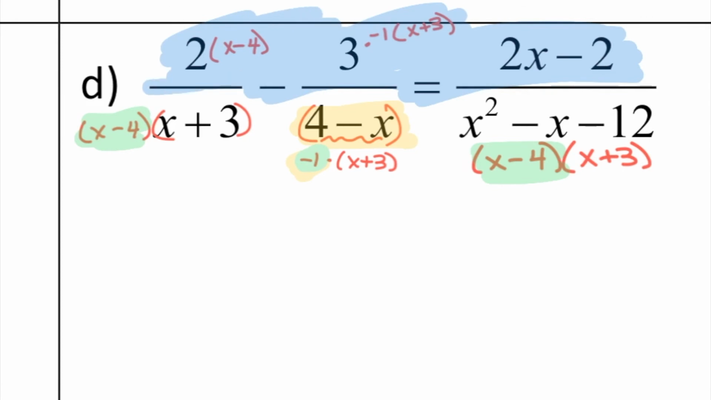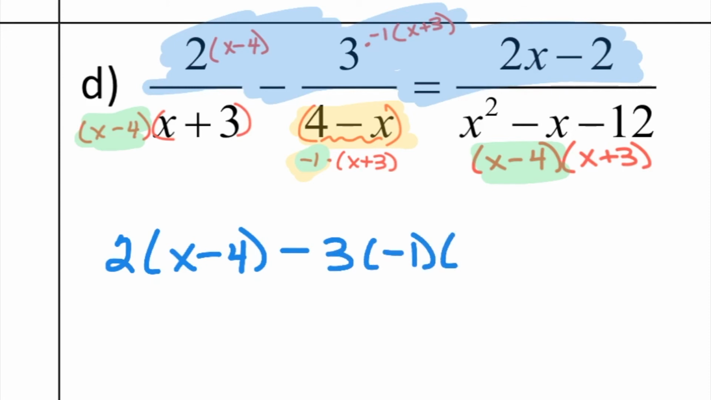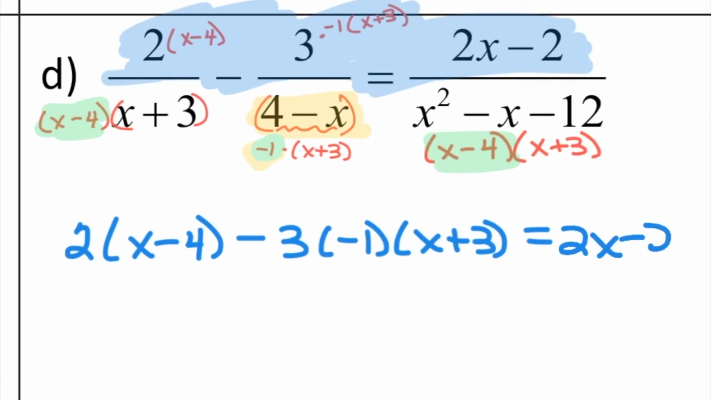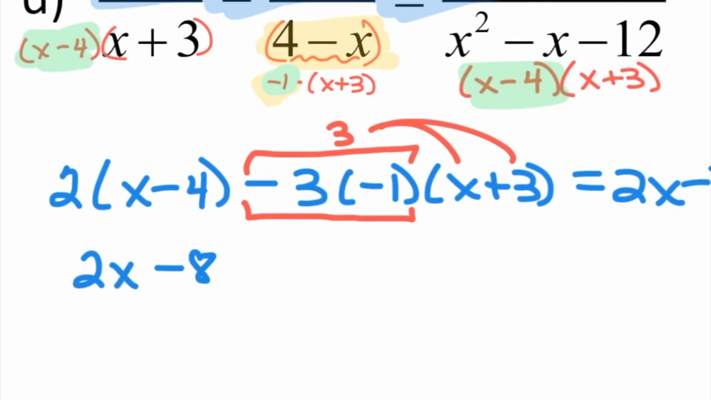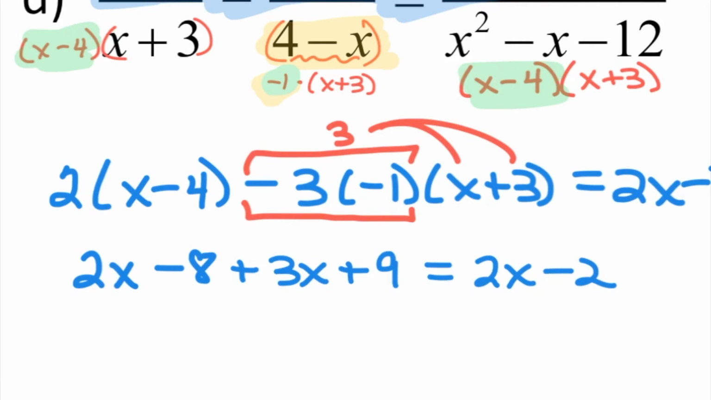And remember, only get rid of the denominators when you're solving an equation, not when you're just plain adding or subtracting. So I've got 2 times x minus 4 minus 3 times -1 times x plus 3 equals 2x minus 2. So 2x minus 8. Now look at this. Plus 3, that whole thing is positive 3, and I'm going to distribute it across the parentheses, so I end up with plus 3x and plus 9 equals 2x minus 2.